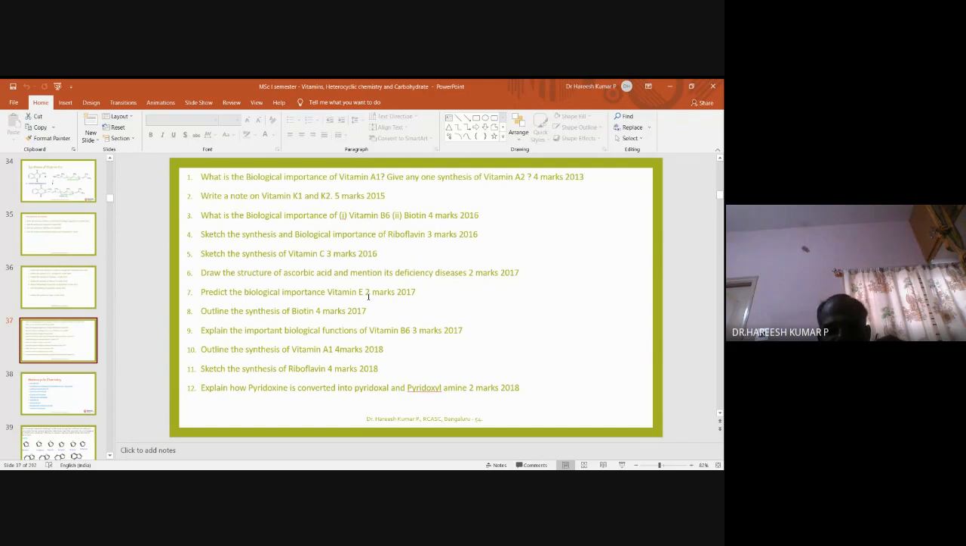Then explain how pyridoxine is converted into pyridoxal and pyridoxamine. This also I have given. Pyridoxine to pyridoxal is only the controlled oxidation of one of the CH2OH into CHO. When CHO is treated with oxime and then reduced, it gives pyridoxamine. Pyridoxamine is directly converted into pyridoxine by diazotization. This explanation also I have given. So this is about the vitamins.